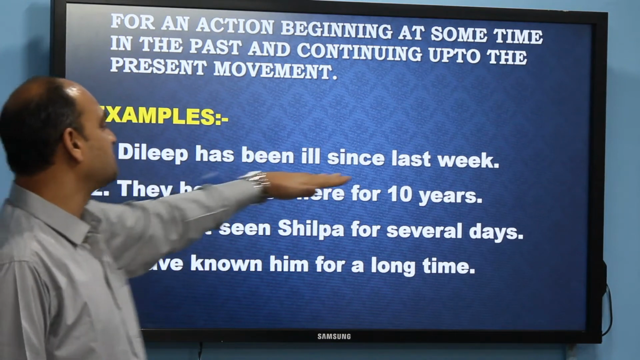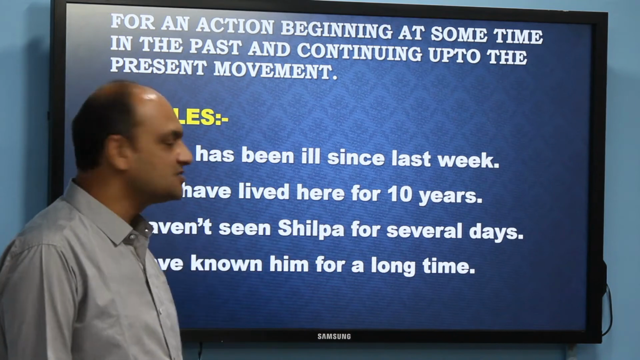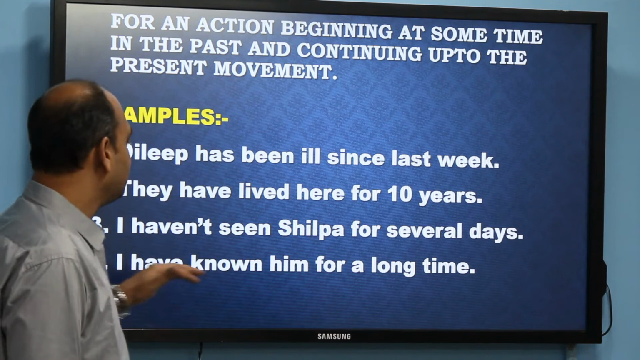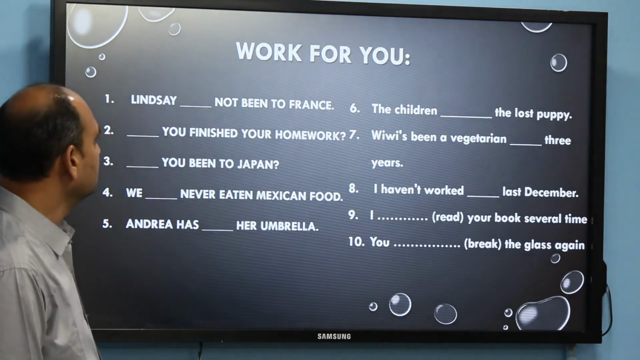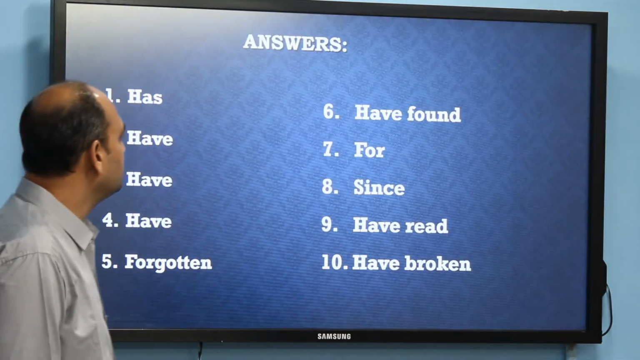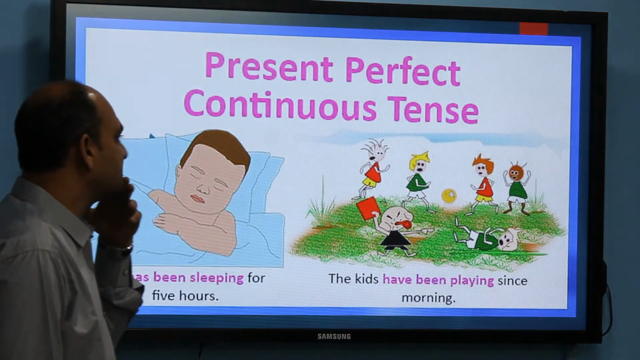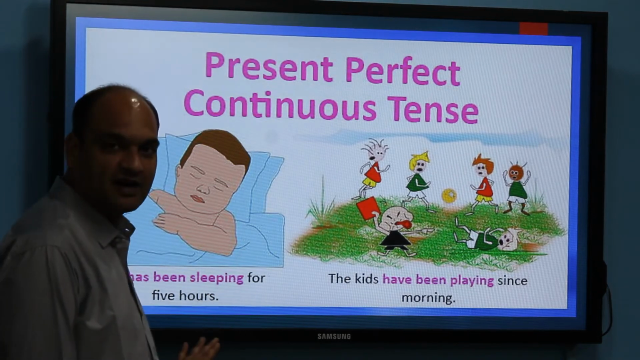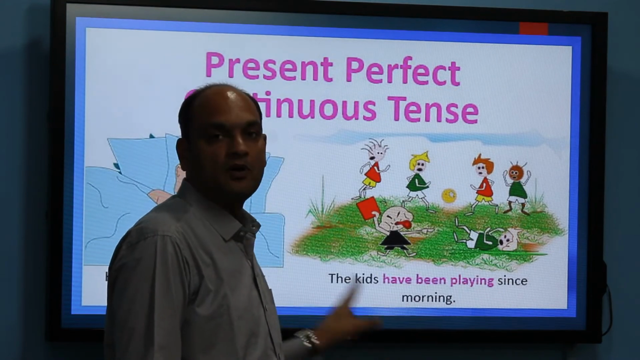Example: Dilip has been ill since last week. They have lived here for 10 years. I haven't seen Shilpa for several days and I have known him for a long time. This is work for you, continued by answers. And next, present perfect continuous tense. See the image here: he has been sleeping for 5 hours. And the kids have been playing since morning.